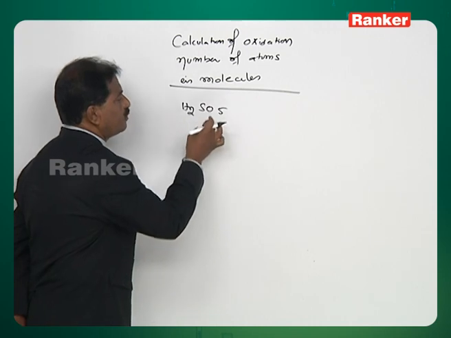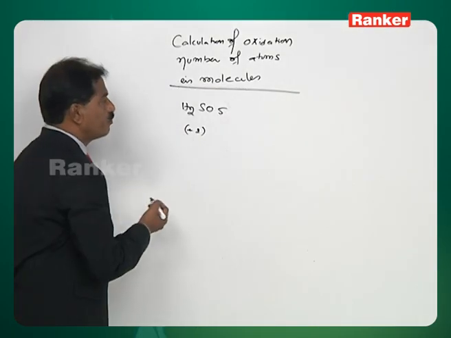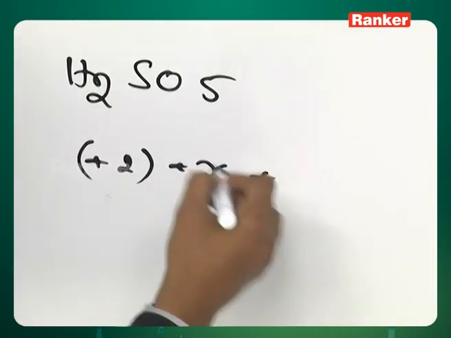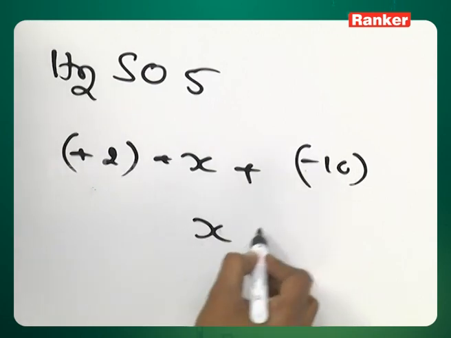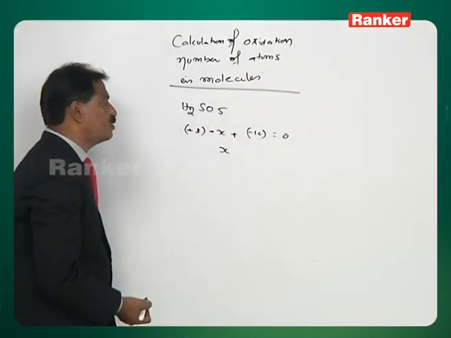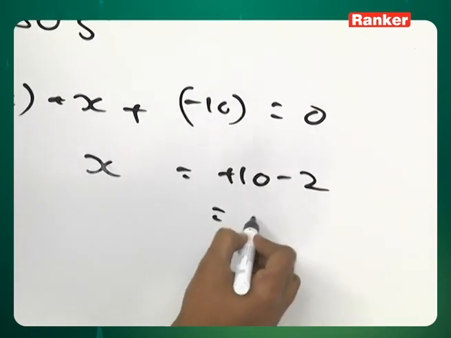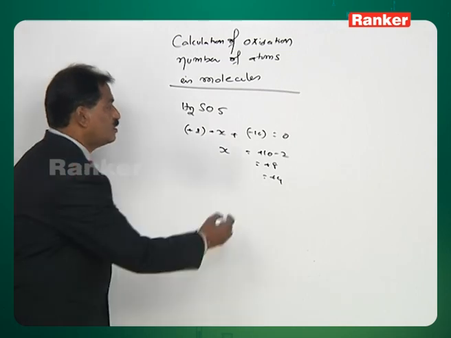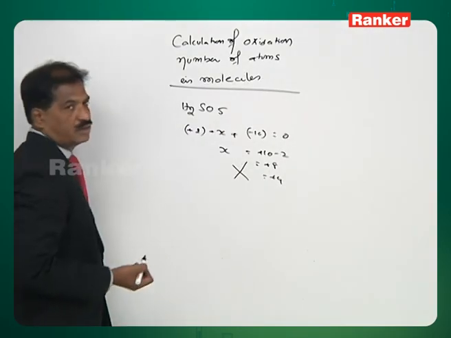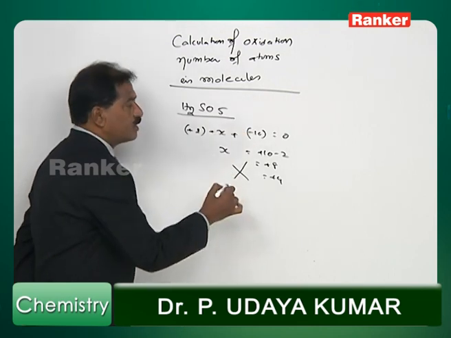Let us say, if you apply the rules, the oxidation state of the 2 hydrogen atoms is +2 and sulfur is X. The oxidation state of the 5 oxygen atoms is -10. Therefore, the sum of the oxidation states is equal to 0, so X is equal to +10 -2, that means +8. But the actual answer is different, so this is wrong. Therefore, for sulfur compounds also, don't apply the rules directly.